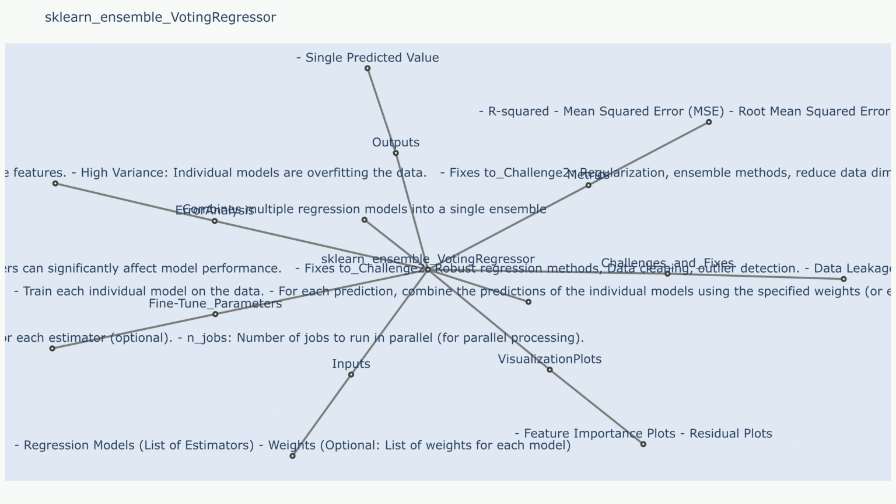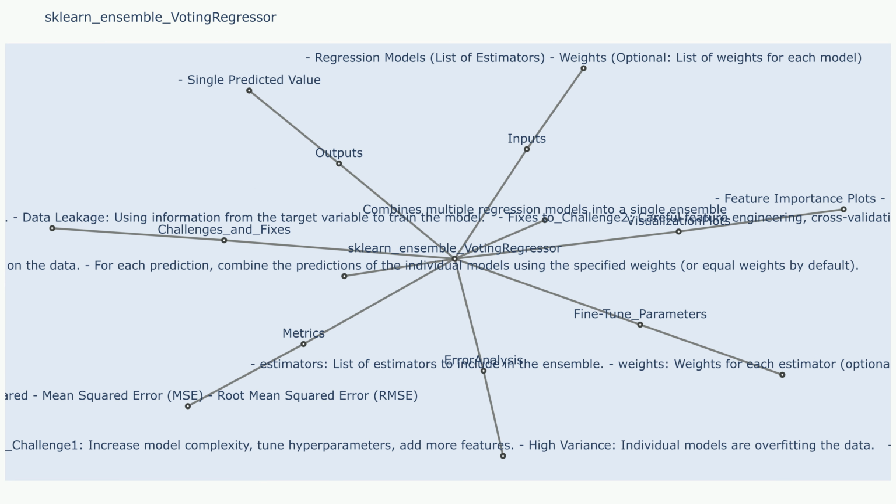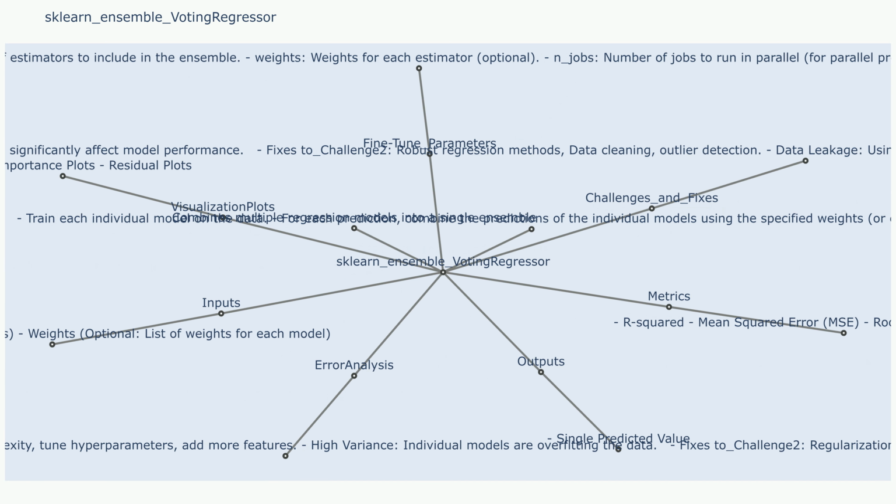Fine-tune parameters. Estimators: experiment with different regression models, e.g., linear models, decision trees, ensemble methods, to find the best combination for your specific problem. Weights: adjust the weights assigned to each estimator to fine-tune the ensemble's performance. You can use grid search or other hyperparameter optimization techniques to find the optimal weights.